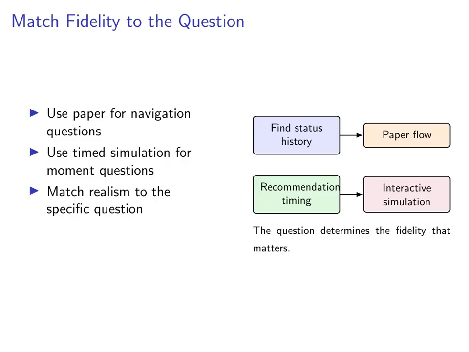Suppose a team wants to know whether users can find a status history. A paper flow may be enough because the question concerns navigation. If the team wants to know whether a recommendation arrives at the right moment, it may need a timed interactive simulation. The second prototype can still use rough screens, but its timing must be believable. Fidelity is not one overall level, it is a set of choices matched to the question.